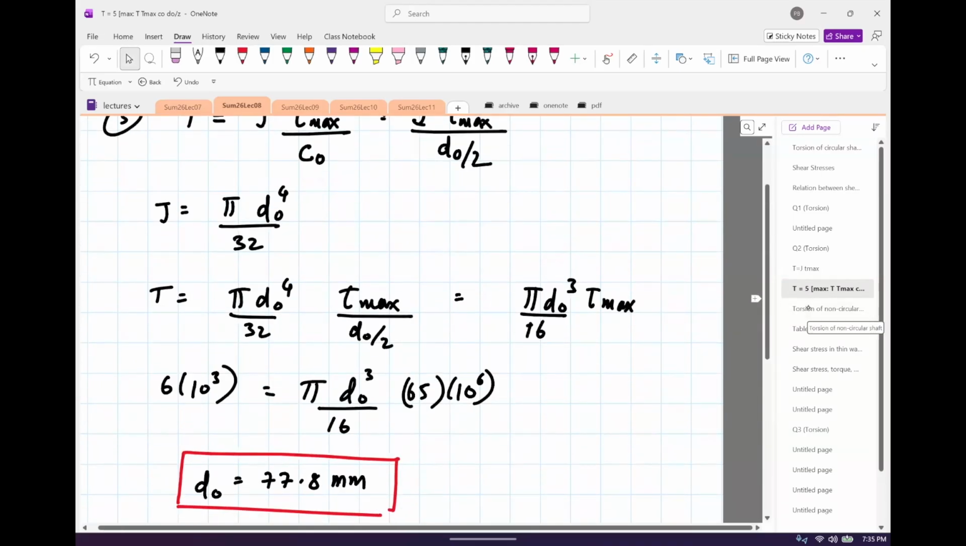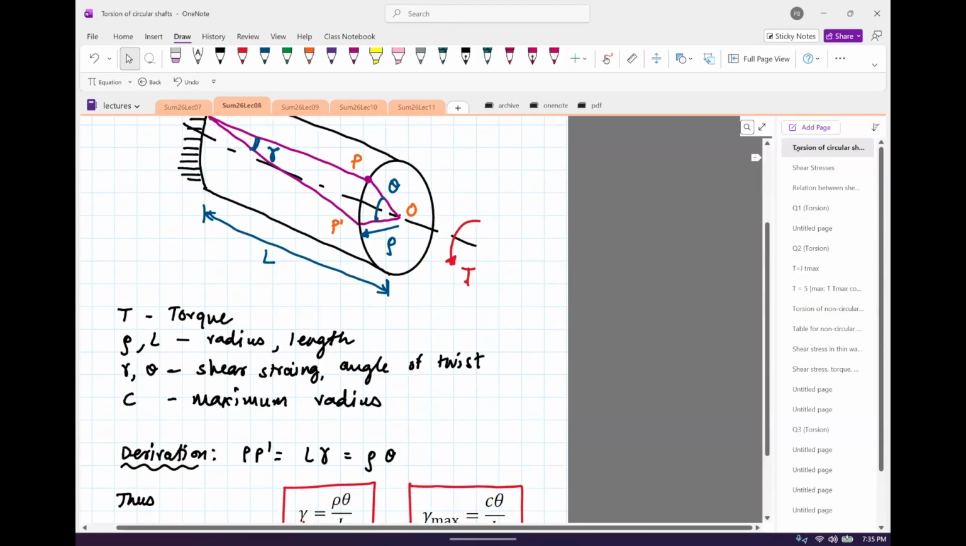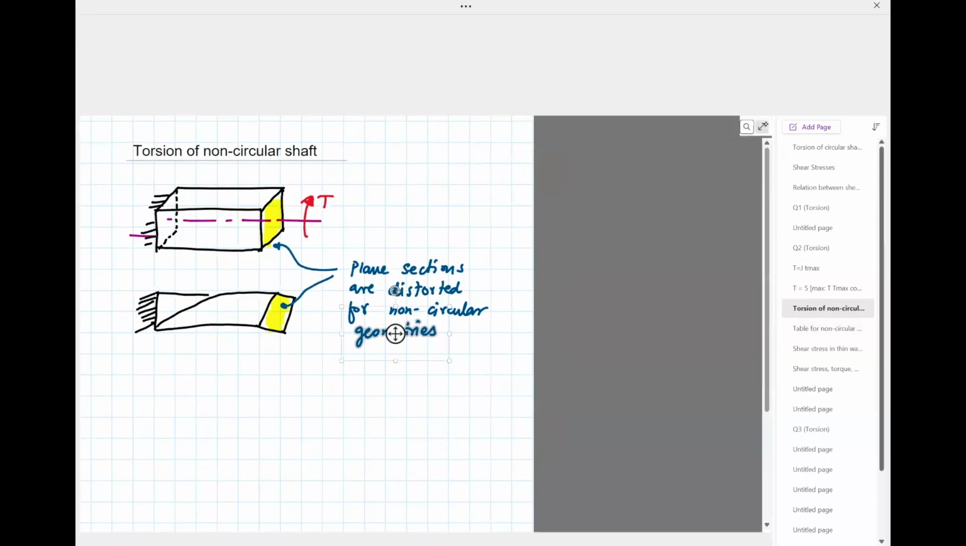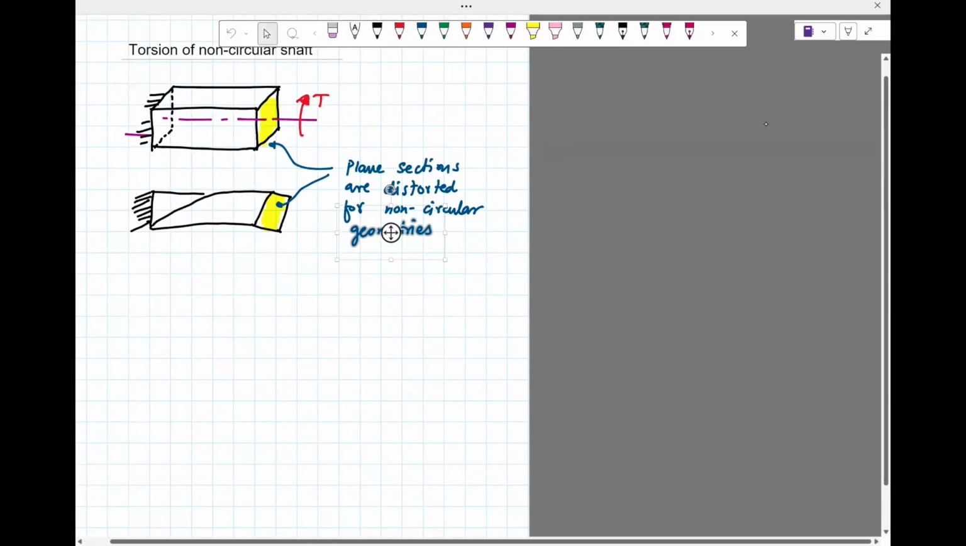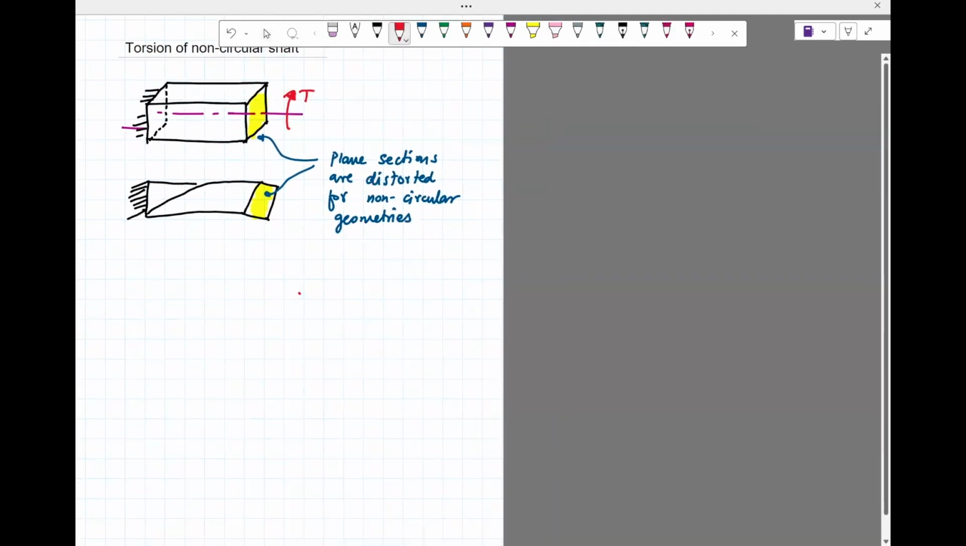Okay, what we saw so far is torsion of a circular shaft like this one. You'll always see problems involving circular shafts. You will never usually see problems, at least in this course, of a non-circular shaft. But here is what happens if you take a non-circular shaft and you apply a torque. It will warp in such a way that plane sections will not remain plane. What you see here is this yellow part, which is a section cut of the beam.